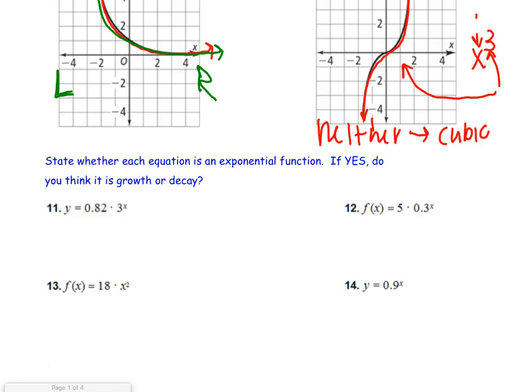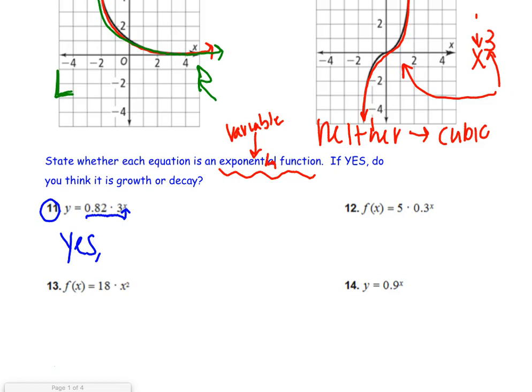Okay. Remember, exponential functions have the variable in the exponent. So really, we just need to figure out, where is our x? Is it in the exponent? If it's not, then it's not exponential. So if I look at number 11 here, I have y equals 8.2 times 3 to the x. Our variable's in the exponent. So yes, this is an exponential equation.